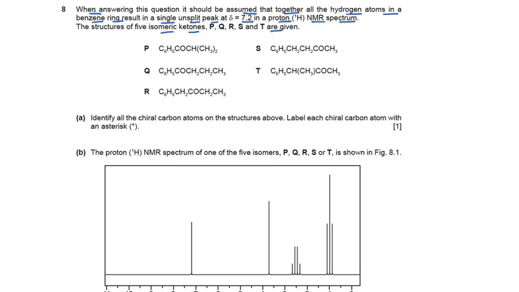So these are all ketones, where we can see there are C=O groups in each of the isomers, and there is a benzene ring with the formula C6H5 in all the isomers. Now let's start with question A. Here it says identify all the chiral carbon atoms on the structures above. Label each chiral carbon atom with an asterisk.